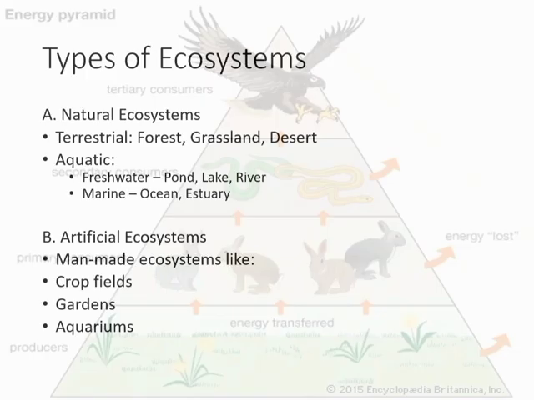Types of ecosystems. Ecosystems can be natural or artificial. Natural ecosystems include terrestrial types like forests, grasslands, and deserts, aquatic types such as freshwater ecosystems like ponds and rivers, and marine ecosystems like oceans and estuaries. Artificial ecosystems are man-made, such as crop fields, gardens, and aquariums.